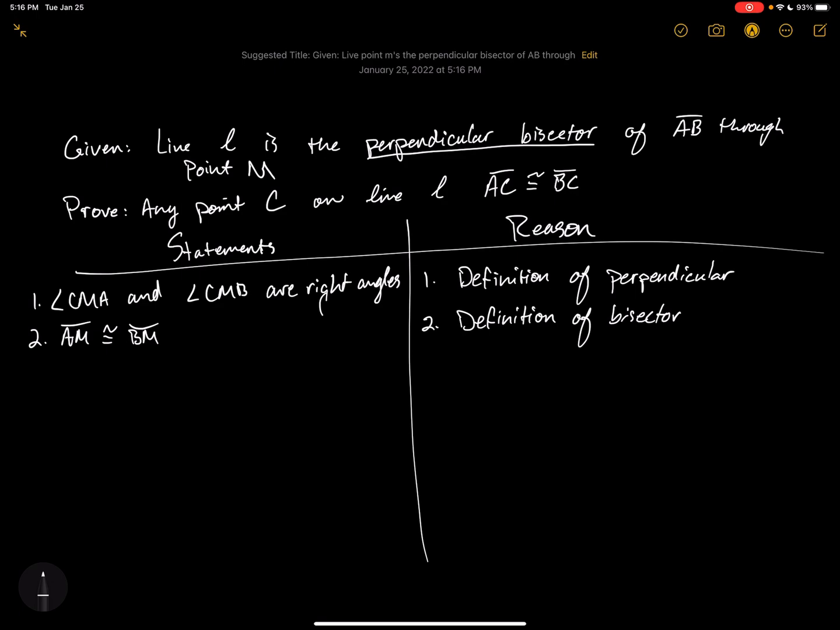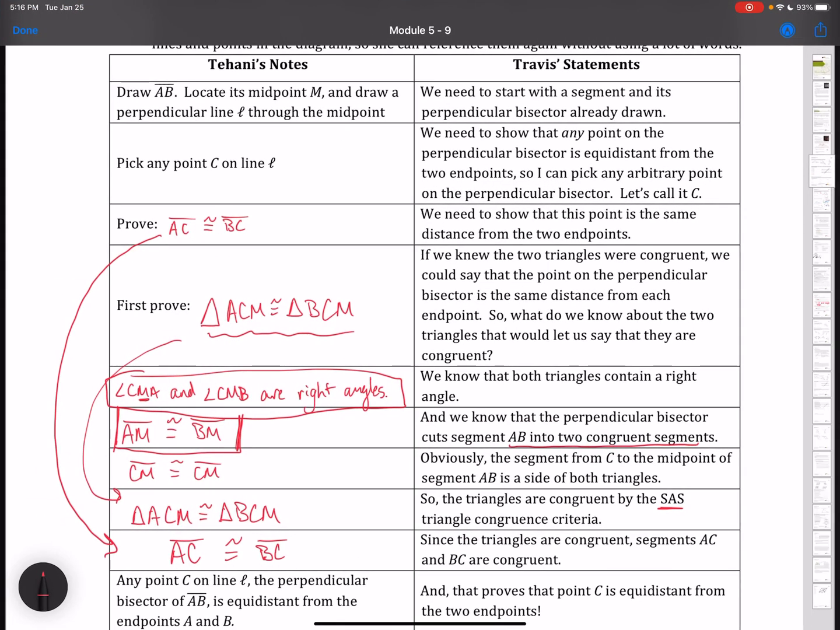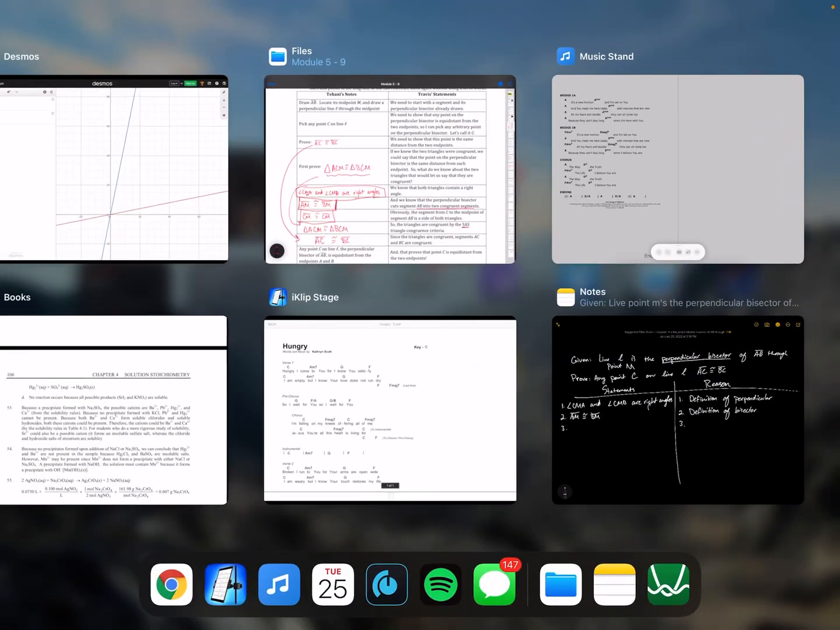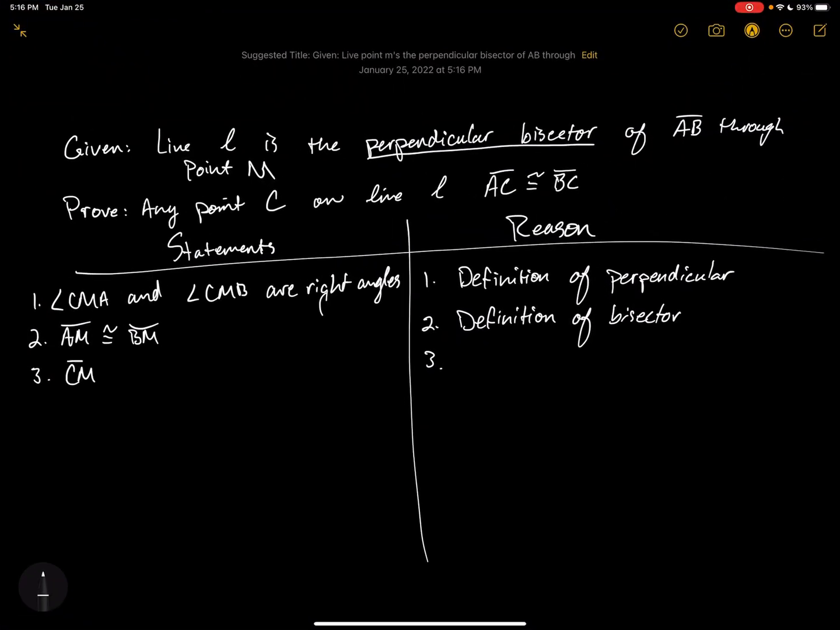Now I can also say that segment CM is congruent to segment CM. Now, this is an interesting idea. Let's say you look in a mirror. What do you see? You see yourself, right? You are the same as yourself in that reflection. You and the image you see in the mirror are the same.